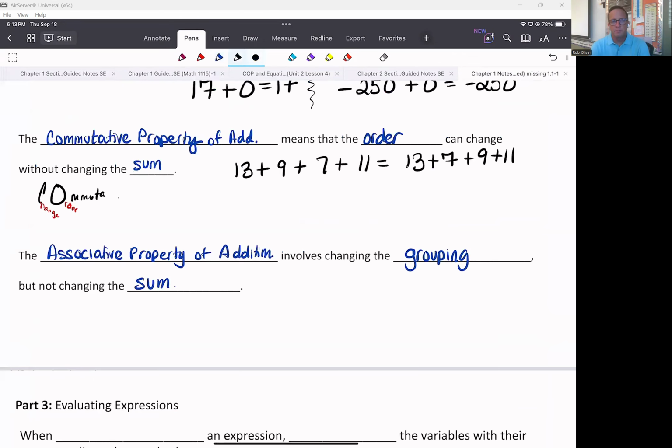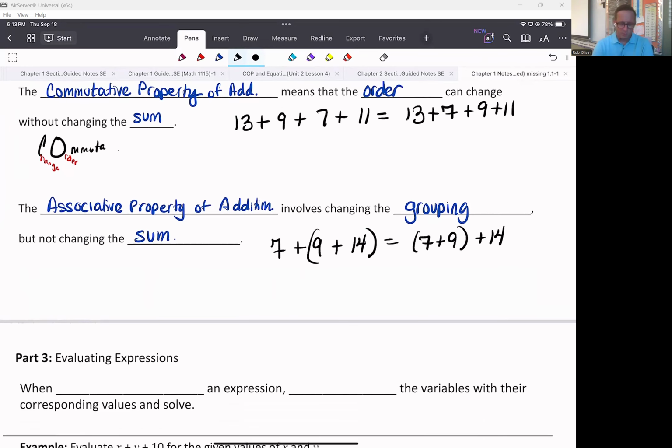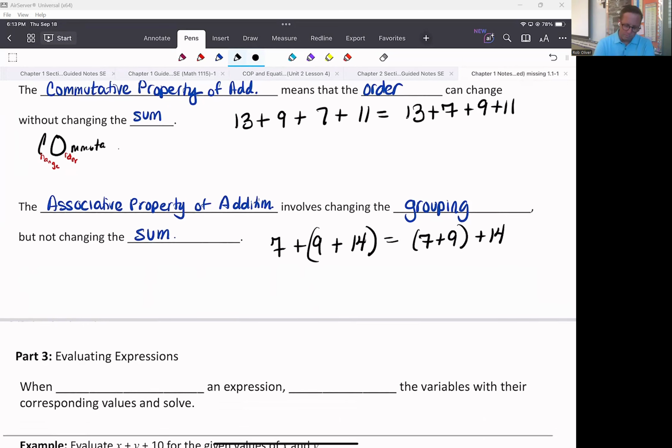The associative property of addition kind of looks like this. You might have 7 plus 9, then put this right here, 9 plus 14 equals 7 plus 9 in parentheses plus 14. Oh, I just thought of something. I think I just messed this up. Sorry about that. I wrote the wrong thing here.